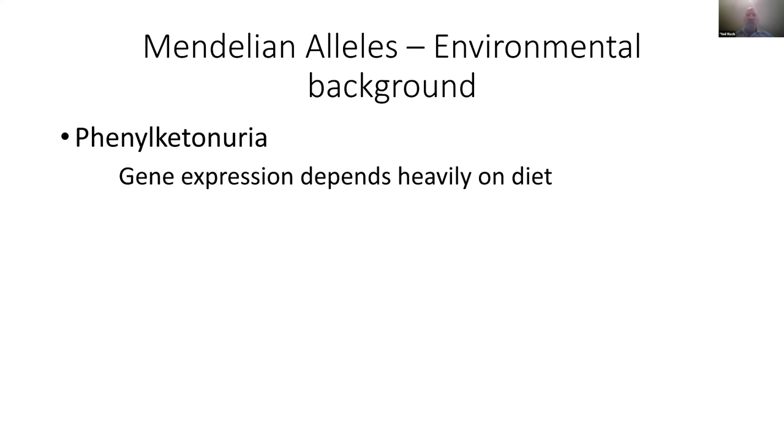Environmental background is another obvious case: phenylketonuria, right? The expression of that gene depends completely on diet. If you're on a diet with heavy phenylalanine, you're going to be severely affected. But if you remove that from the diet, you're going to be much better off.